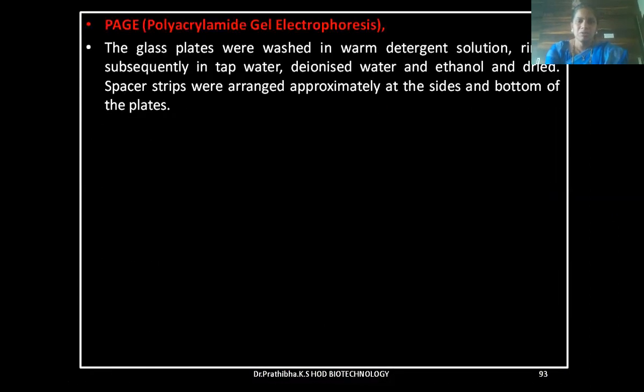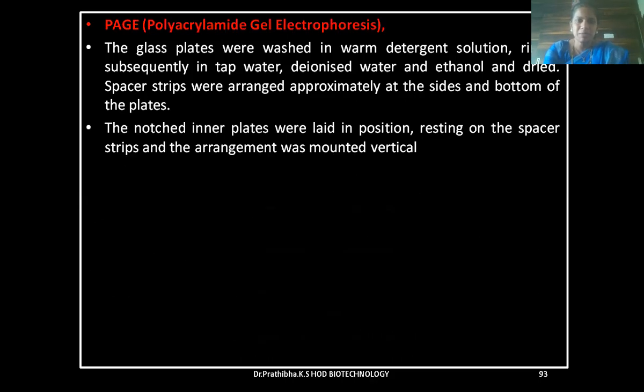Now let us go through the practical procedure of polyacrylamide gel electrophoresis. The glass plates were washed in warm detergent solution, rinsed subsequently in tap water, okay, deionized water and ethanol, and then spacer strips were arranged approximately at the sides and bottom of the plates. After drying all that, you can fix these particular plates. The notched inner plates were laid in position, resting on the spacer strips, and the arrangement was mounted vertically.